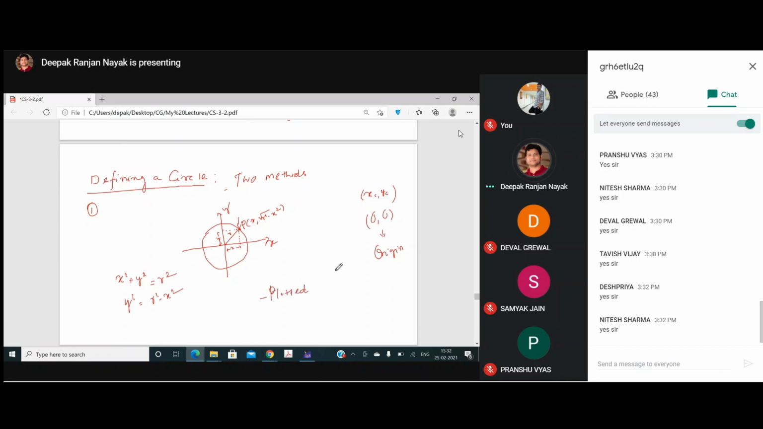So what does it mean? The plotted pixel positions are not uniform. And one more problem is it is computationally not efficient, because we are using the power function as well as the root function here. So that is why it is not computationally efficient.